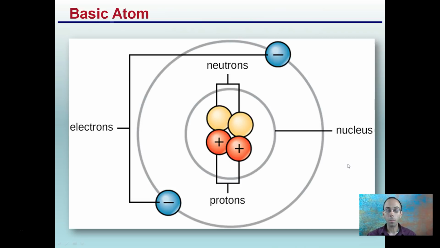The basic atom, as we mentioned before, has protons and neutrons located in the nucleus, and electrons on the outside. What this image adds that the others did not is that the protons have a positive charge, neutrons are neutral, and electrons have a negative charge.